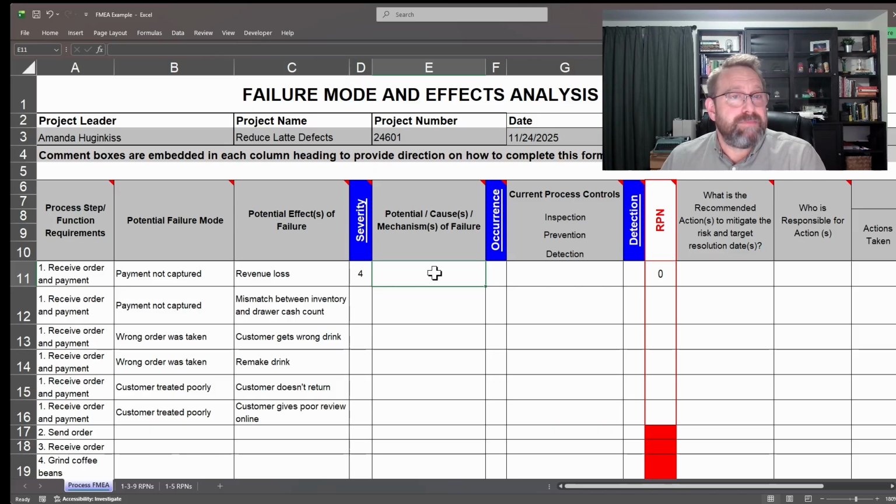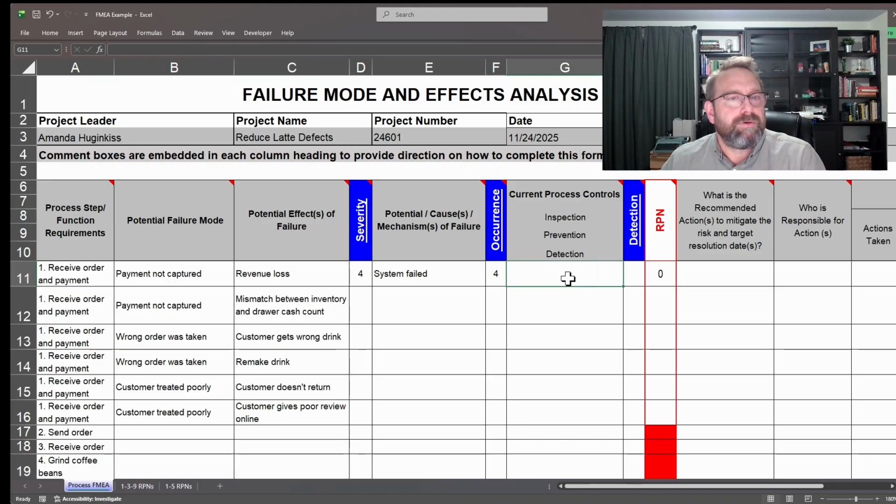Potential causes or mechanisms of failure. Maybe the system failed. Something wrong with the system. How often does the system fail? So now we're going to get down to brass tacks. Well, we're using some antiquated system, or maybe we're using the first gen of the chip readers, and the chip readers don't work very well. And so maybe the occurrence is kind of high.